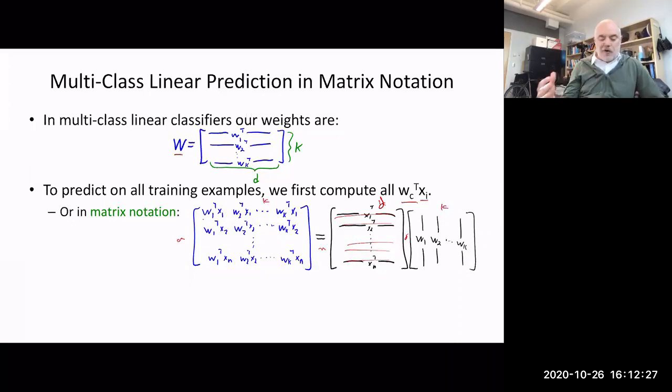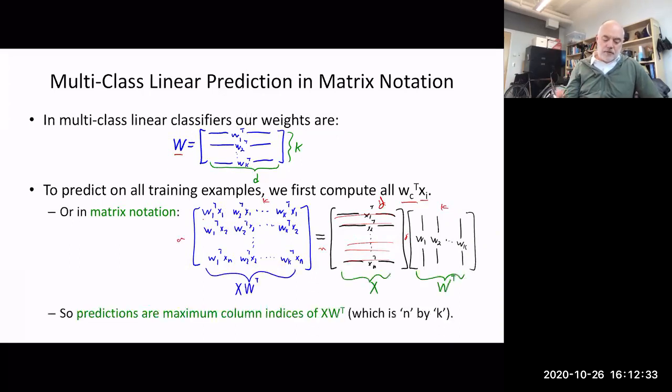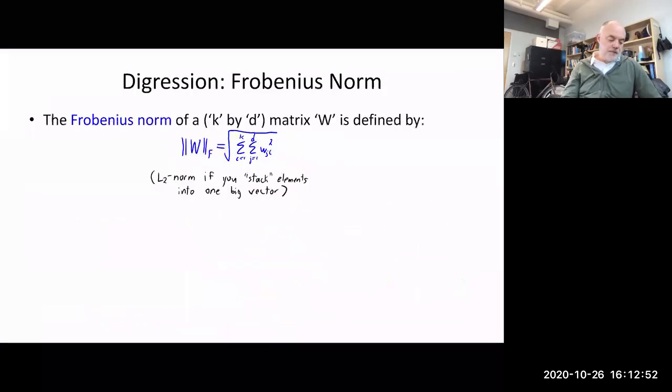So basically, all I was saying is you can compute all of the outputs for all of the data simultaneously with just a matrix multiplication of X and W transpose, right? The predictions that you make are just the maximum column indices of this matrix product of X W transpose, which is, as I noted, n by k. Okay, just a little detail. When you do implementations later, it'll help.